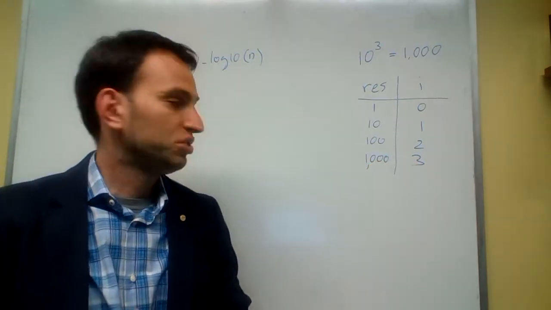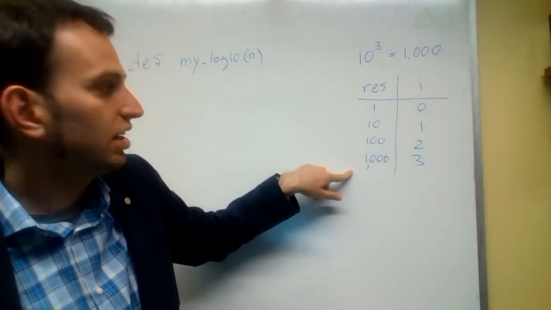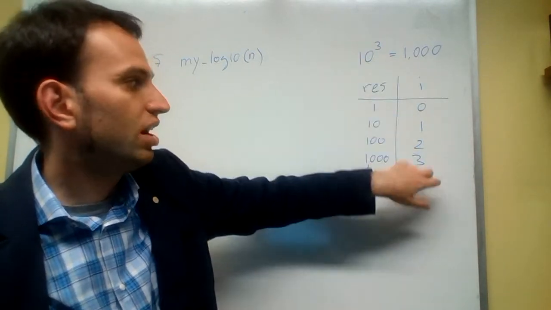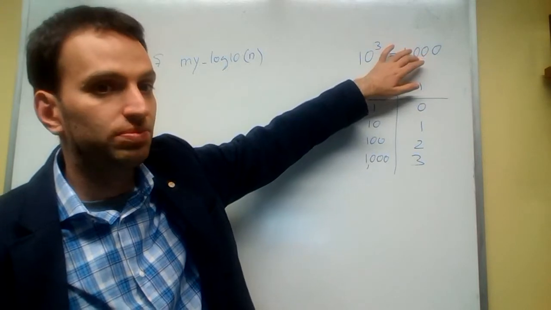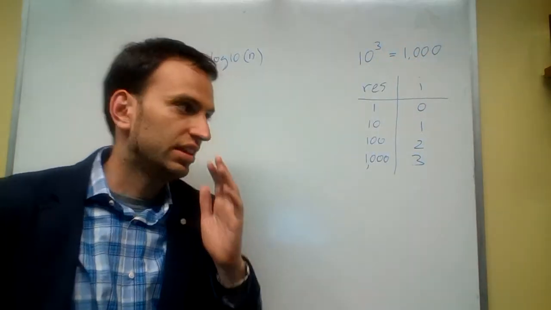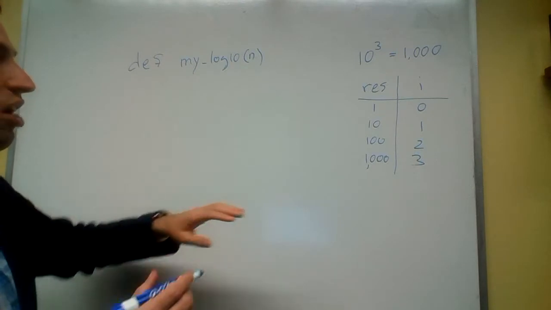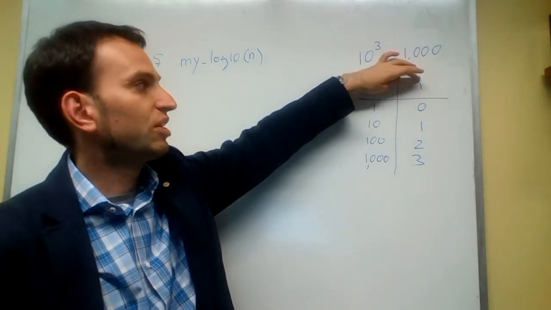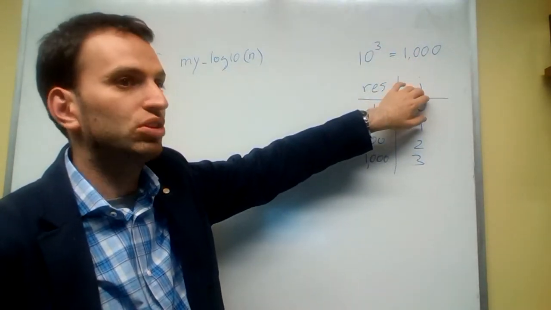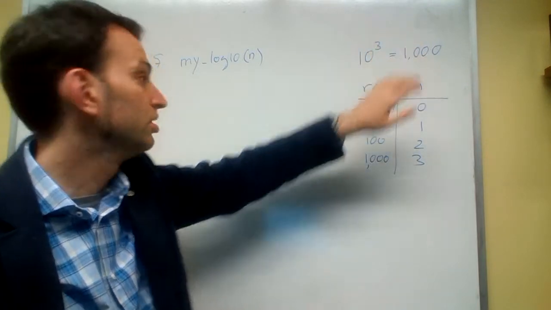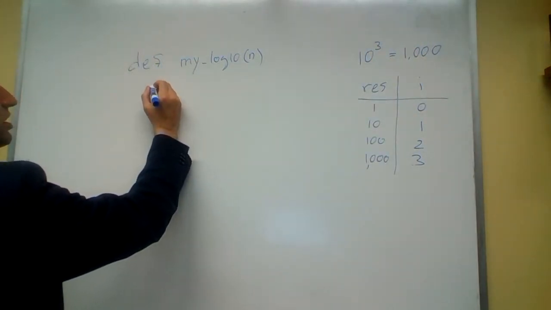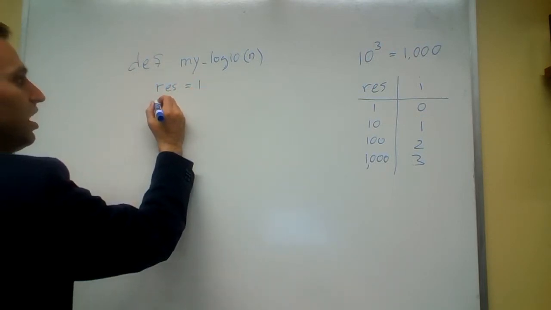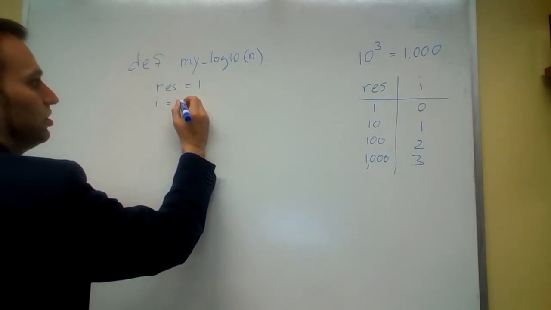So the strategy is to compute all of those and then say at which point we reach the i for which 10 to the i is equal to 1000. So, okay, let's do that. Here's how I'm going to go about it. I'll set up a variable res for result, and the variable i. This would be basically the power to which we're raising 10 currently. So I'm going to say the result is equal to 1, and i is equal to 0.